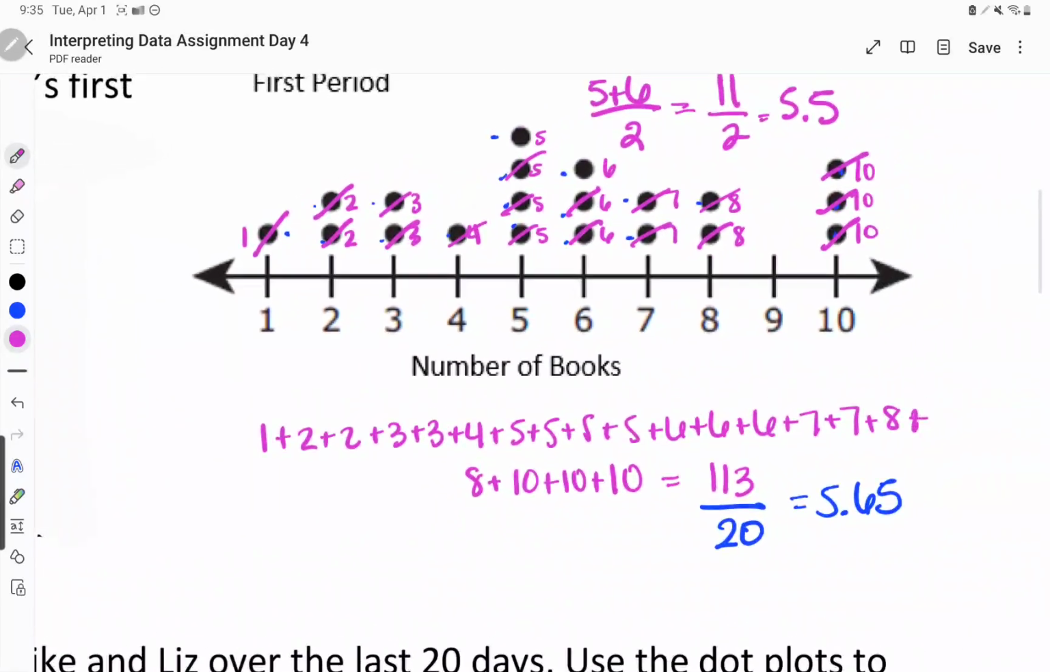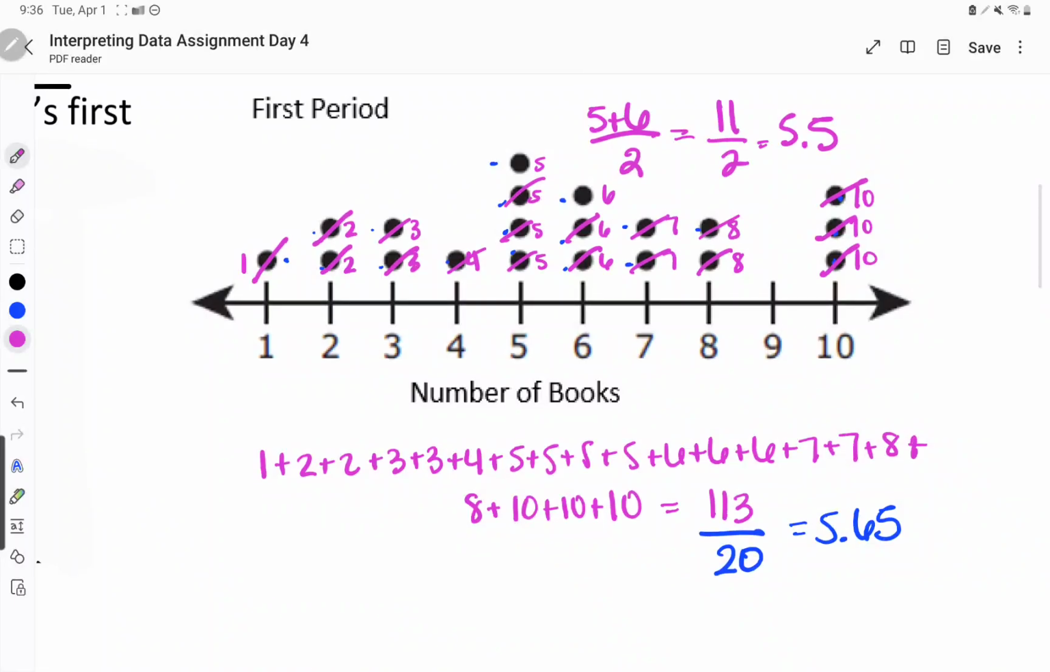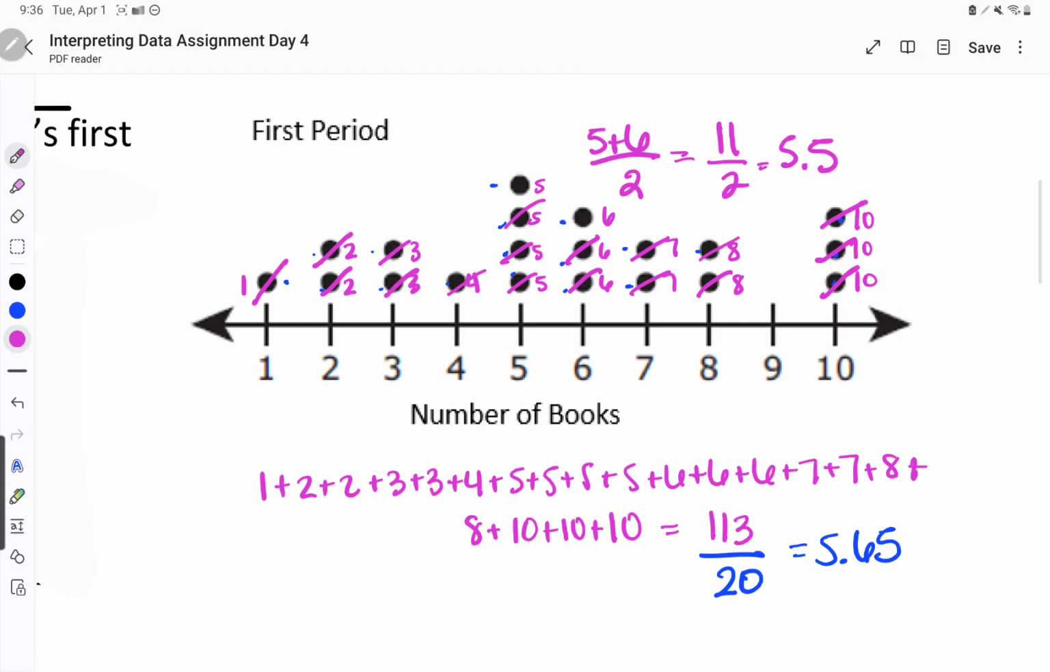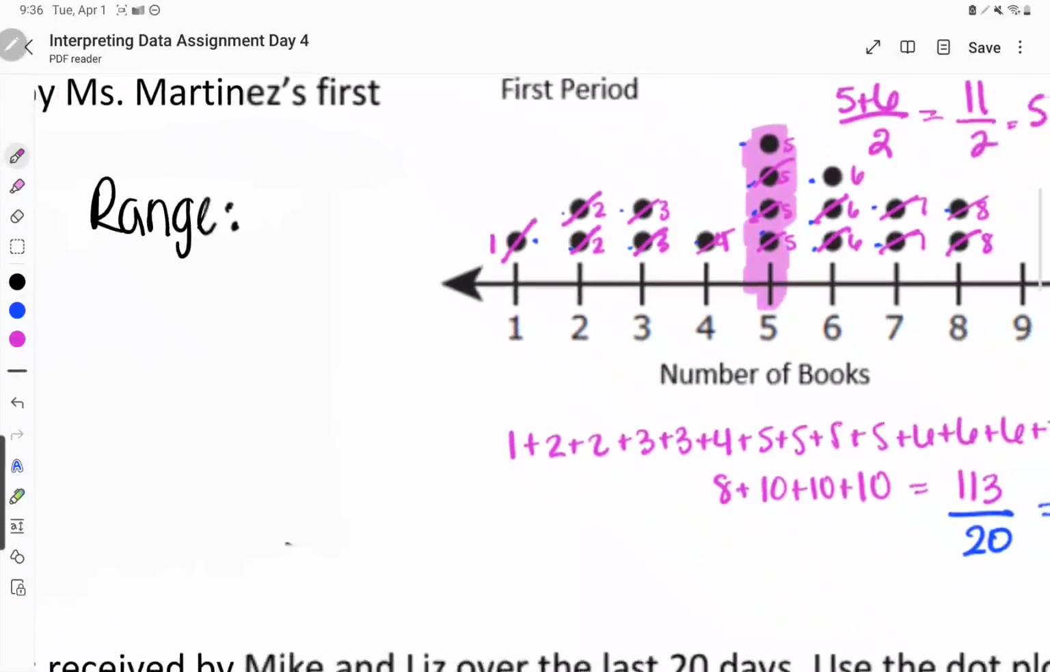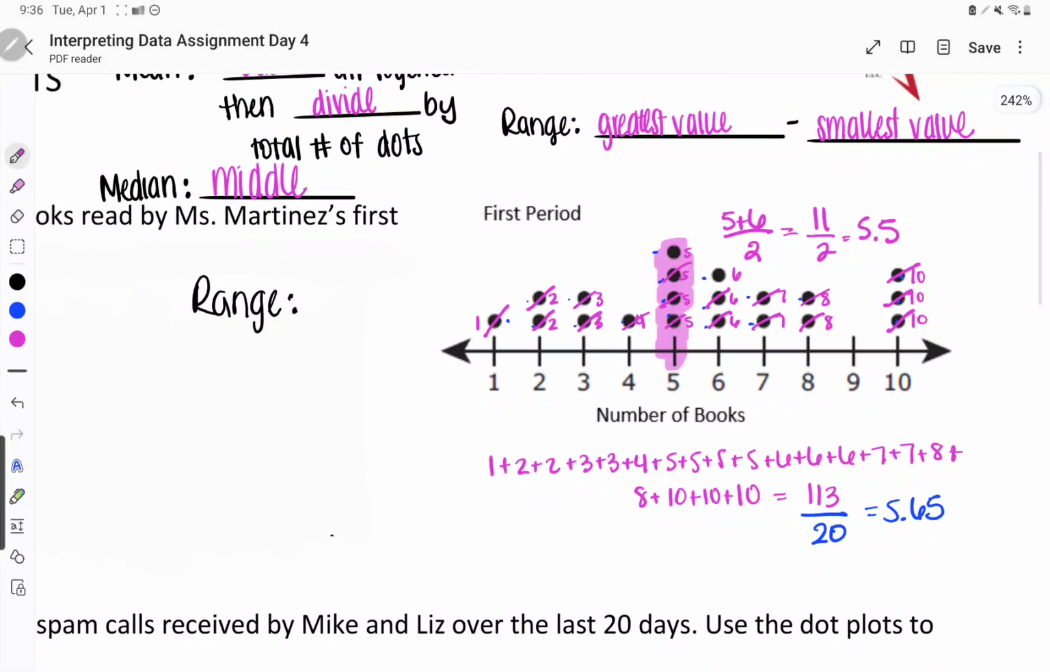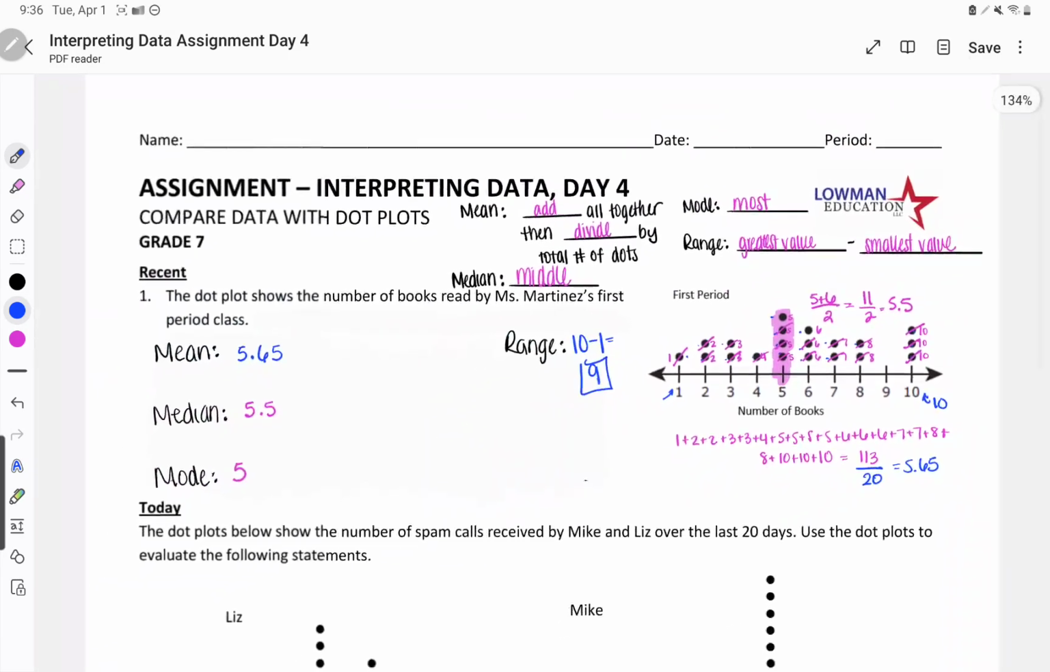Now the mode is another word for most. So which one has the most dots? If you look here, you see that 5 has the most dots. It has 4 dots when everything else has less. So your mode is 5. And then range, how do we find the range? We do the largest value minus the smallest value. So what is our largest value? 10. And then what is our smallest value? 1. So I would do 10 minus 1, and that gives me 9 for my range.